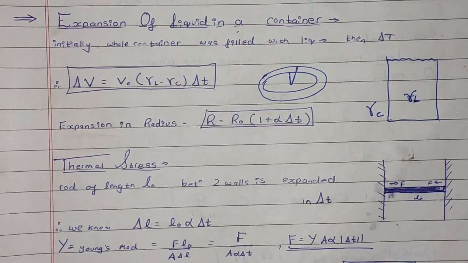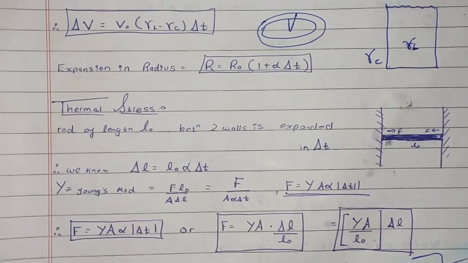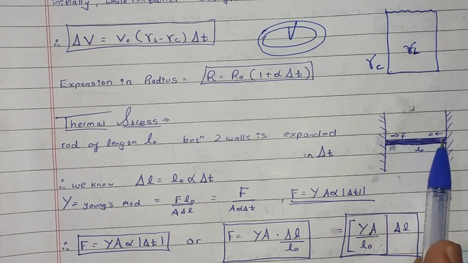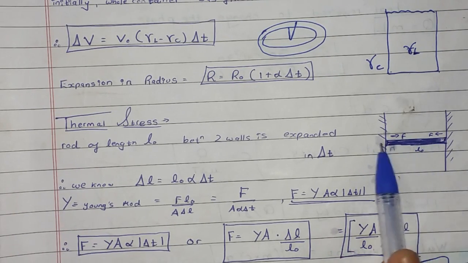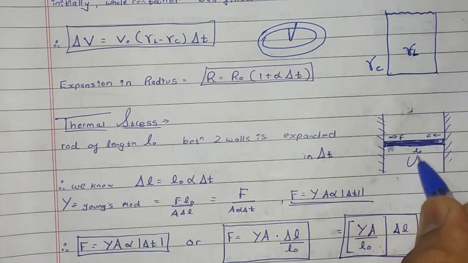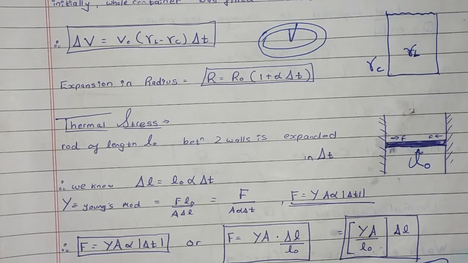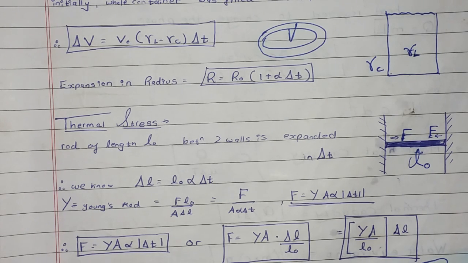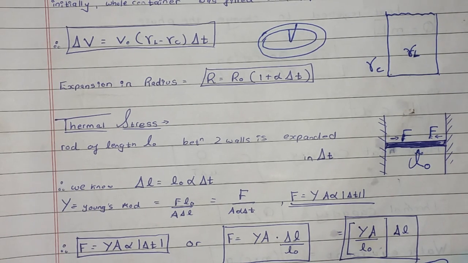Now what is thermal stress? Now the thermal stress tells me that, see, here you can see two rigid walls, and a rod is placed, and the walls are applying a normal force on the rod, that is F. F from this side, F on this side. L naught is the length of the rod, and F is the force where the walls are applying to the rod. Then if we heat this rod, the rod will of course try to expand, and whenever the rod tries to expand, it would apply a force on the wall. What would be that force?